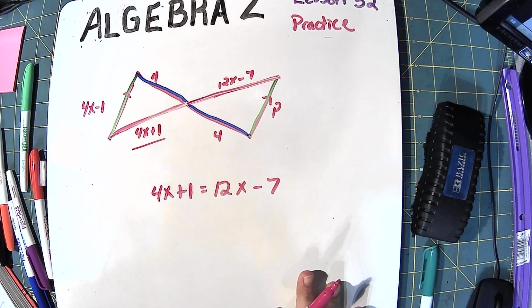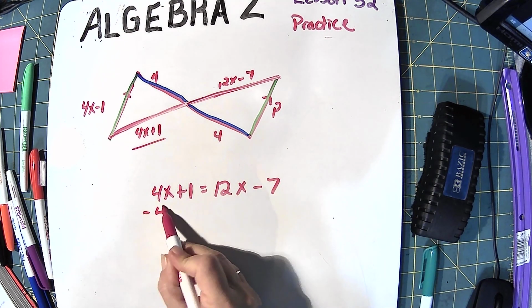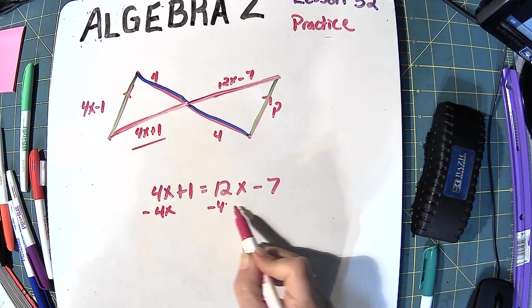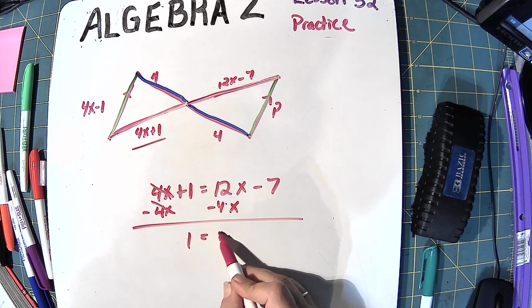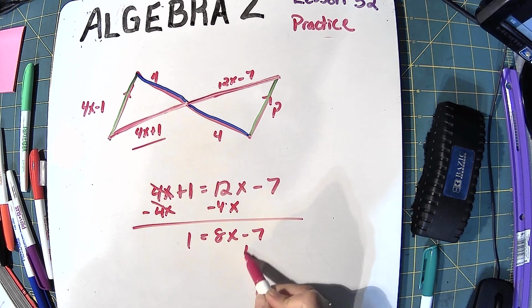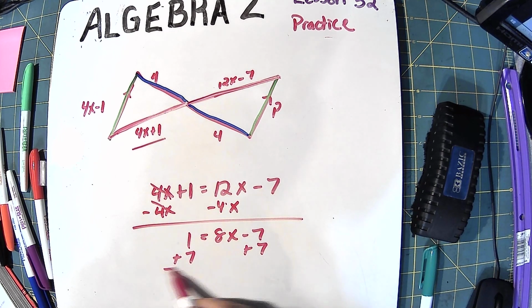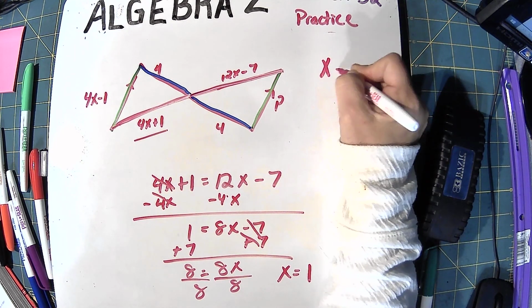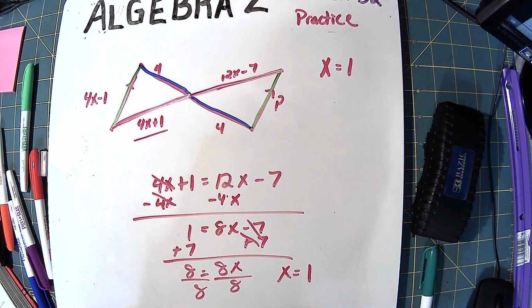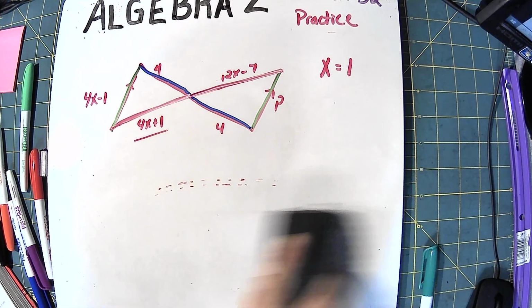So now all I have to do is solve for x. So I'm going to say minus 4x. And we're going to get 1 equals 8x minus 7. And then I'm going to add 7. And I'm going to get 8 equals 8x. Then I'm going to divide by 8. And I'm going to get x equals 1. Okay, so that's the first part of the problem. X equals 1 solved. Okay, now I got to find P.